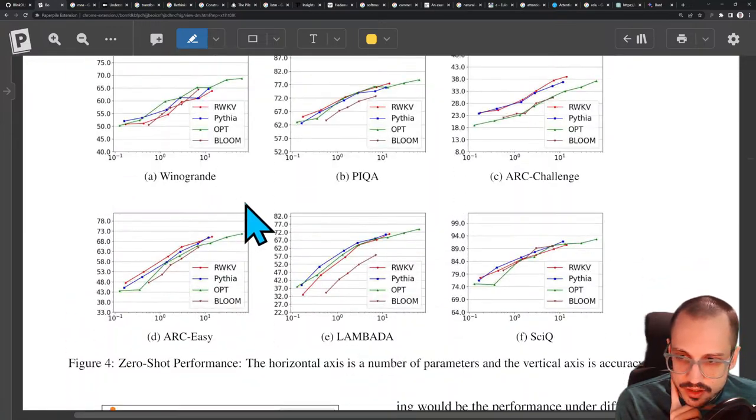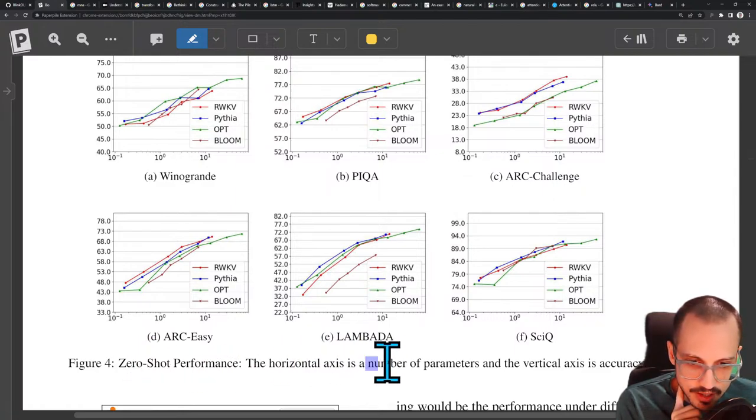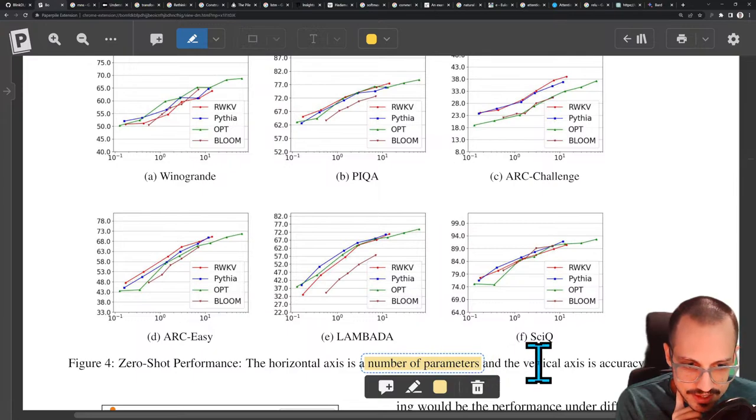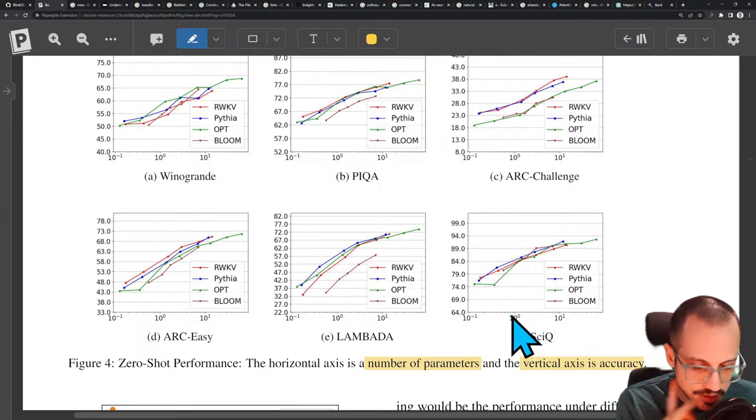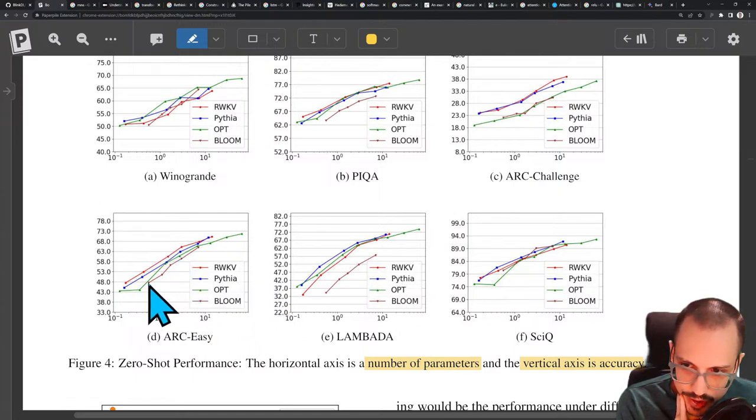Let's actually see. Figure four, zero shot performance. The horizontal axis is the number of parameters and the vertical axis is accuracy. So here's the number of parameters of the actual model. Obviously bigger models are generally going to do better, and that's known as this kind of scaling law. And then on the y-axis, you have accuracy.